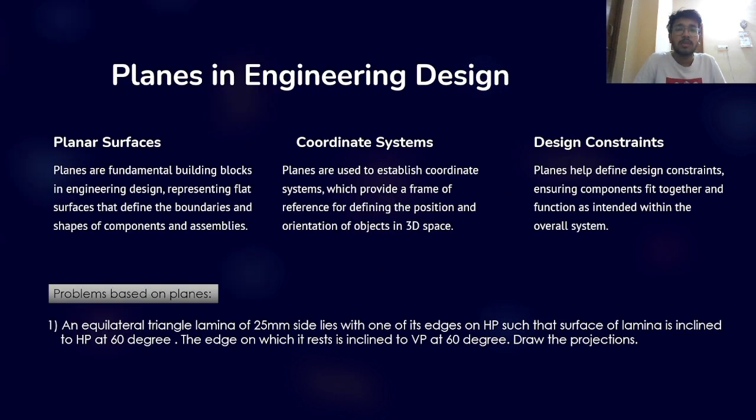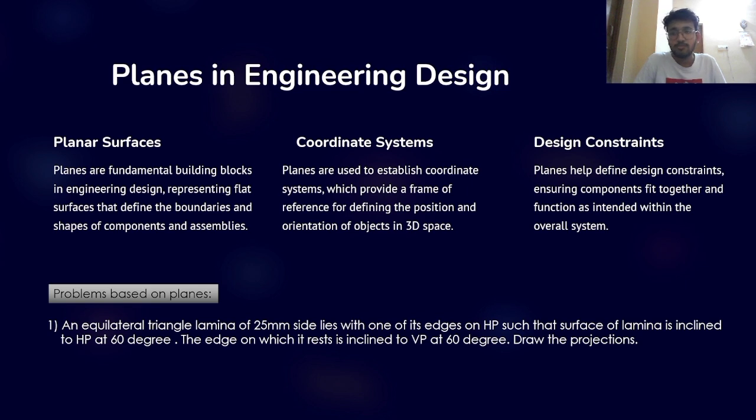Planes are fundamental building blocks in engineering design, which represent the flat surfaces that define the boundaries and shapes of components and assemblies, for example triangles and pentagons. Next, planes are used to establish coordinate systems, which provide a frame of reference for defining the position and orientation of objects in 3D space. Next, planes help define design constraints, ensuring components fit together and function as intended within the overall system.